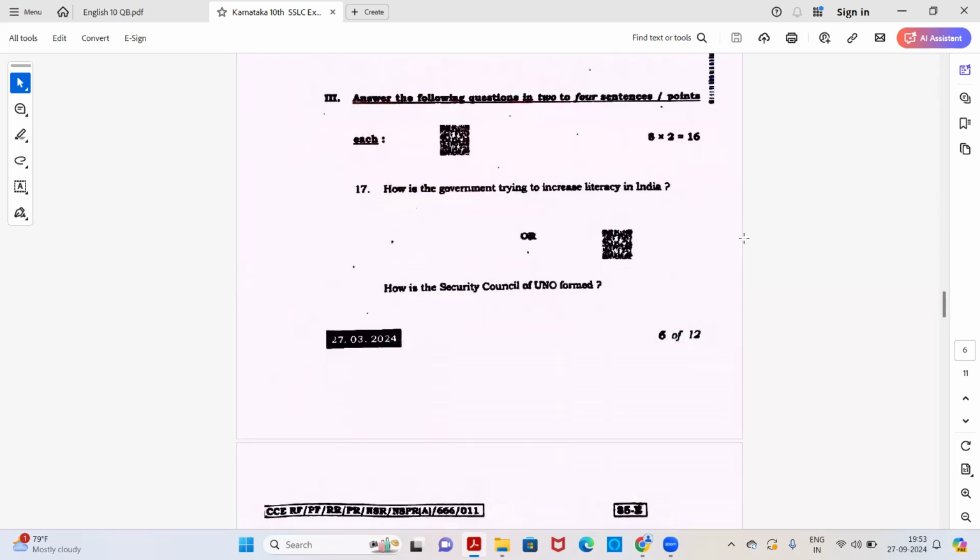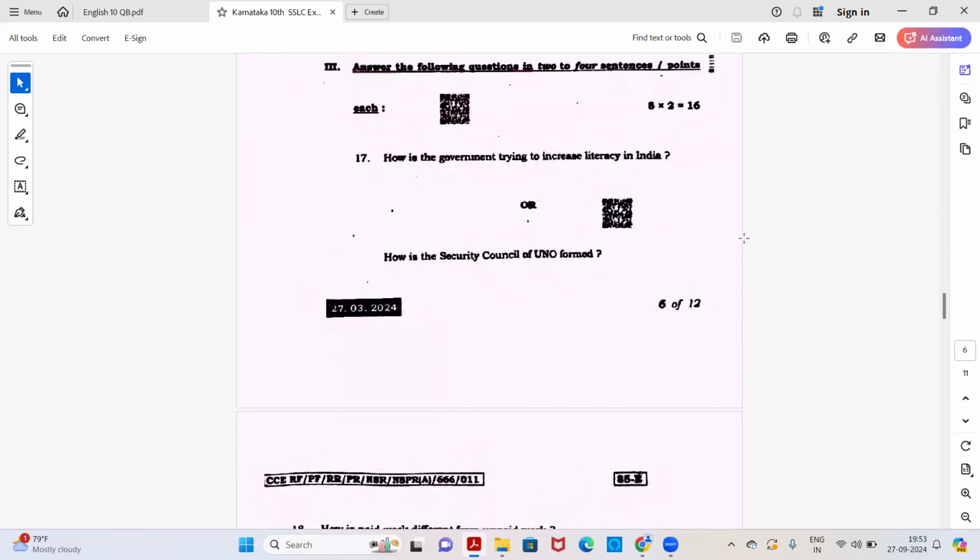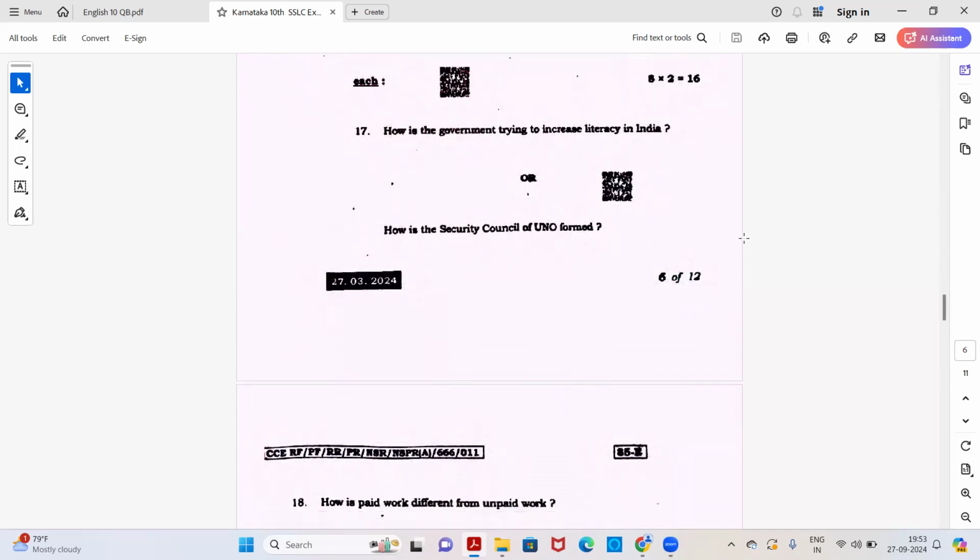Now coming to the third main: answer the following questions in 2 or 4 sentences or points each. Here you have 8 questions again, of 2 marks each. In the first question, you have an option: How is the government trying to increase literacy in India? Or, How is the Security Council of UNO formed?